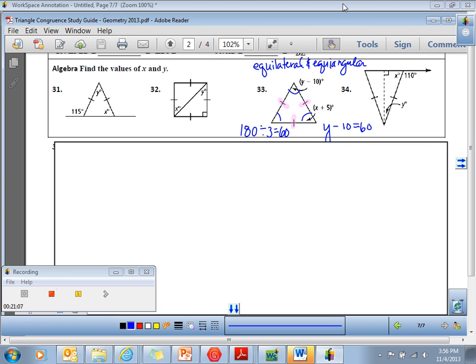Good. So add 10 to both sides. So y is equal to 70. Good. And then x plus 5, what would you set that equal to? 60, because it's also an angle in the equilateral triangle. Subtract 5. Good. So x is 55.